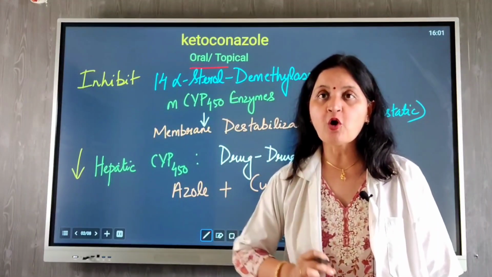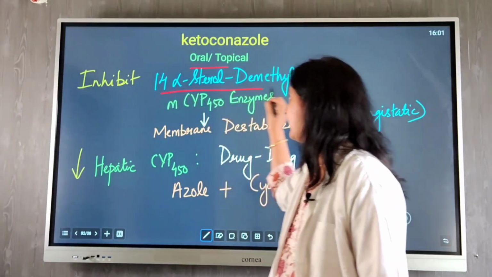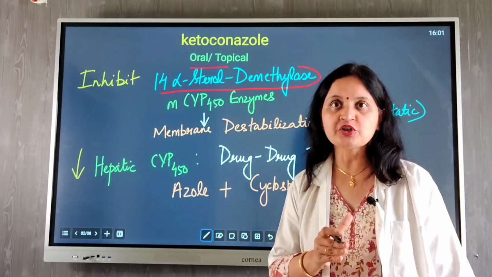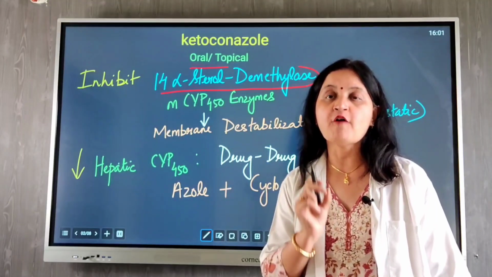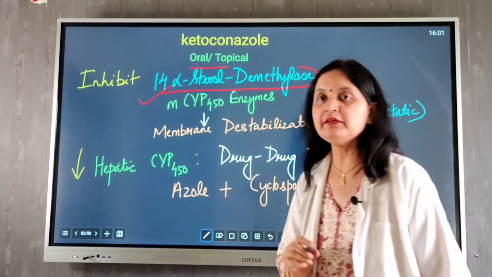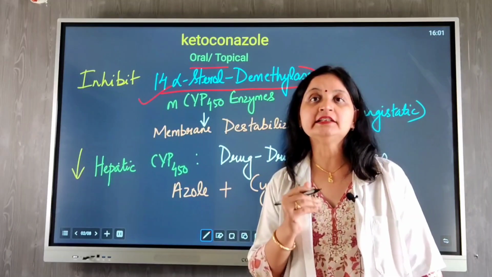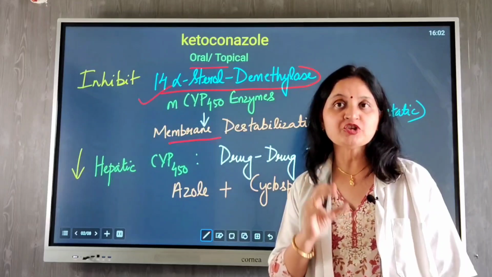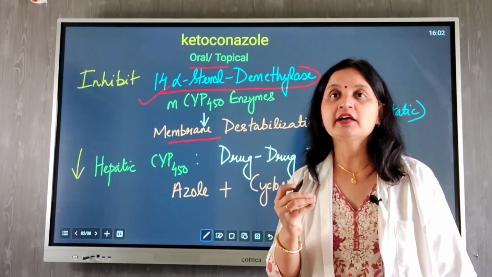The molecular target of ketoconazole is the 14-alpha-sterol demethylase enzyme. This enzyme is responsible for the conversion of lanosterol to ergosterol. As we know, ergosterol is an important component of fungal membranes. So by inhibiting this enzyme, ergosterol synthesis is inhibited, and this causes destabilization of fungal membranes and inhibition of the fungus. The action of ketoconazole on the fungus is fungistatic in nature rather than fungicidal.